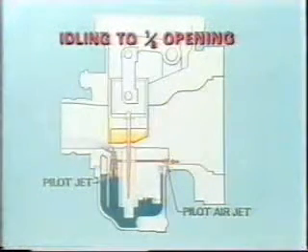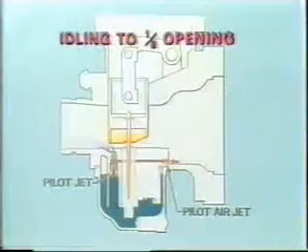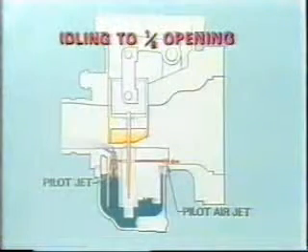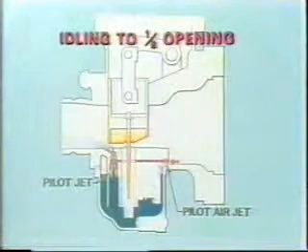When the throttle is at idle or up to 1/8 open, the fuel amount from the pilot system is determined by the pilot air jet, pilot jet, and throttle valve height. It is determined especially by the size of the pilot jet. When the size is larger, more fuel is allowed to flow. When it is small, the fuel amount becomes less.